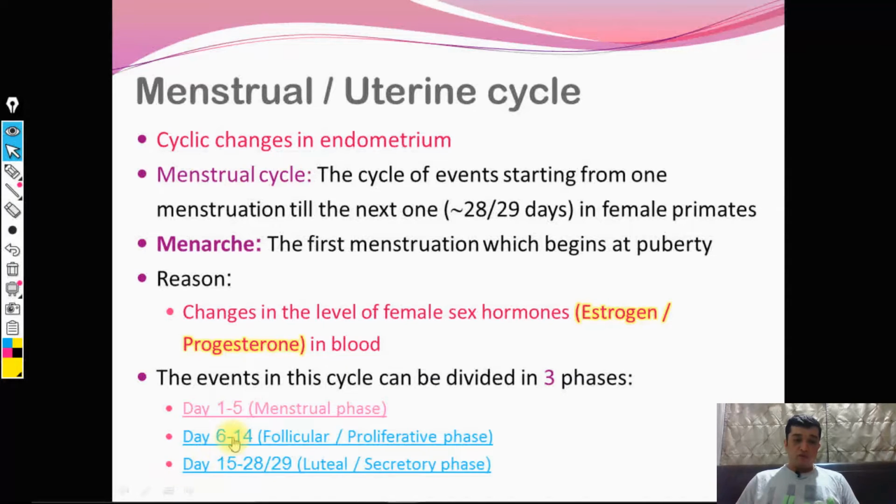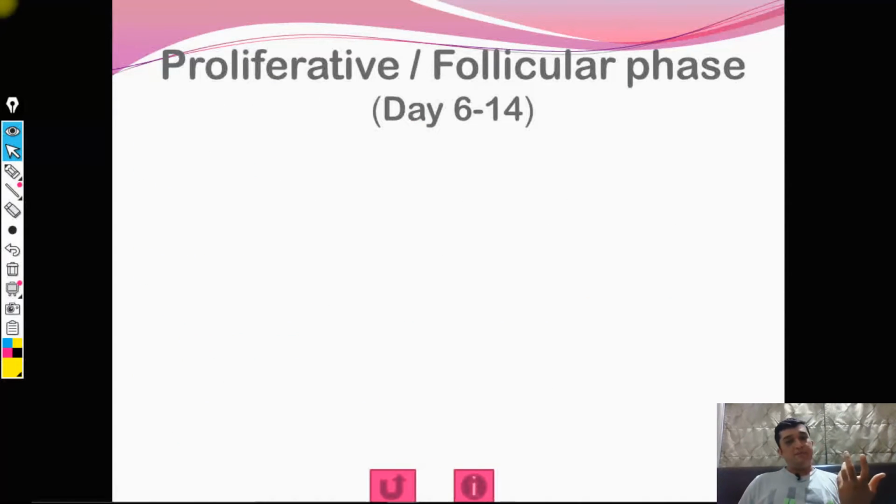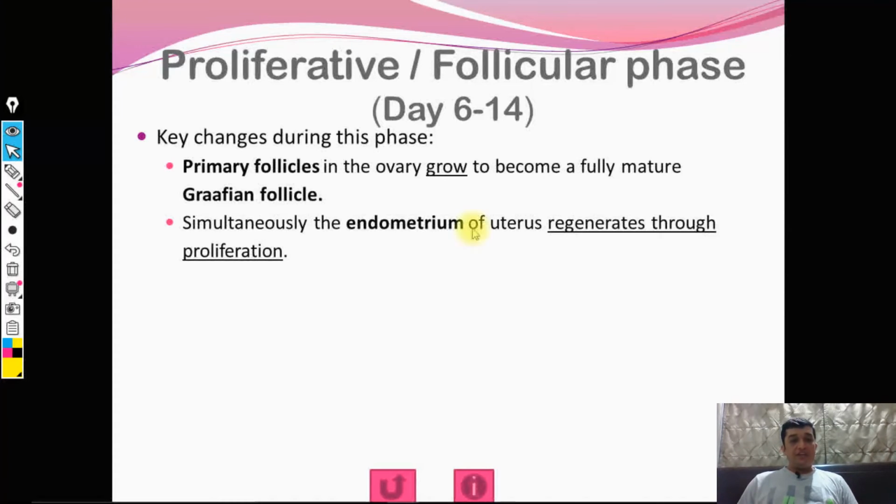So moving toward the second one, which is day 6 to 14, as I told you, referred to as the proliferative or follicular phase. Now, the key changes that occur during this event. As we have learned in the diagram, under the influence of FSH, FSH is primarily released, and this FSH leads to development of follicles. So primordial follicles get converted to primary follicles, and primary follicles get converted to secondary follicles. I have not shown the detailed pathway here.